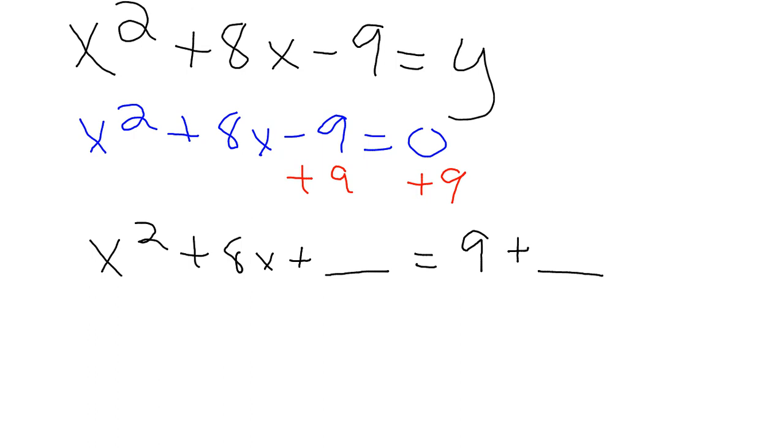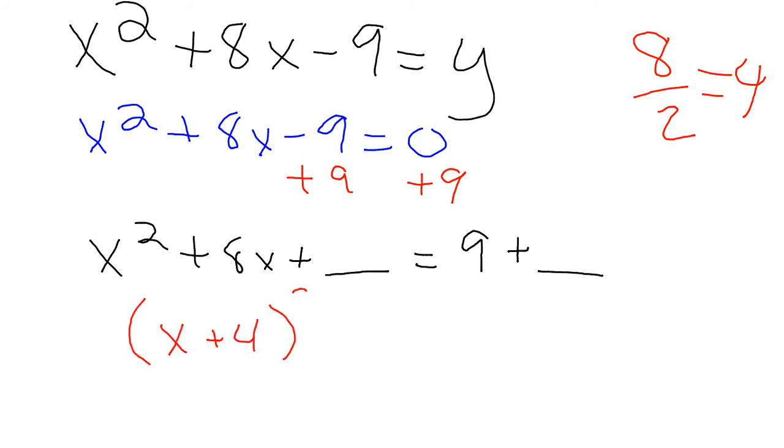I'm going to go off to the side and figure out what half of b is. So since b is 8, half of b, so 8 divided by 2, is 4. So I'm going to go ahead and go down here and write x plus 4 squared equals, and we're going to fill in that side in a minute. If I take 4 squared, I get 16. So I'm going to put 16s on the lines.